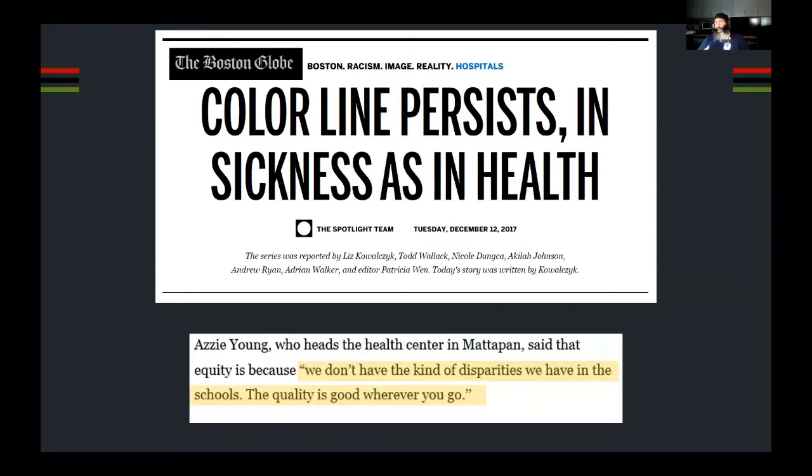Now, similarly, referring practitioners in the state have this concept that we don't have the kind of disparities we have in school. The quality is good wherever you go. Now, I'm not saying the quality at any other hospital is poor, but we at MGH are capable of doing something that other hospitals can't. And that's due to our access to amazing doctors, amazing technologies. I should say Mass General Brigham are a step above many other even big city hospitals.